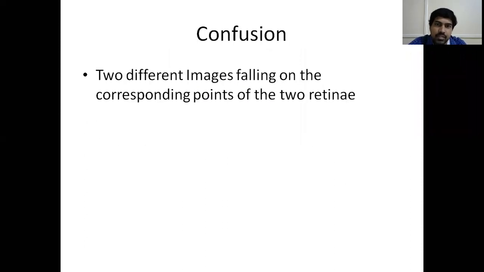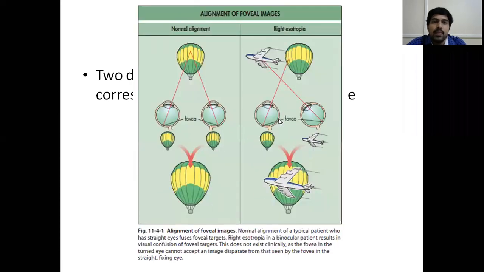Next, what is confusion? Confusion is two different images falling on the corresponding points of the two retinas. Suppose you see here there is a parachute. This eye is normal. Both the eyes are looking straight. The image of the parachute falls on this fovea and this fovea. So both are looking at a parachute, and the image is interpreted by the brain. So here there is no problem. Everything is good. But suppose there is a squint. This right eye is deviating inside. So its fovea went away somewhere else.